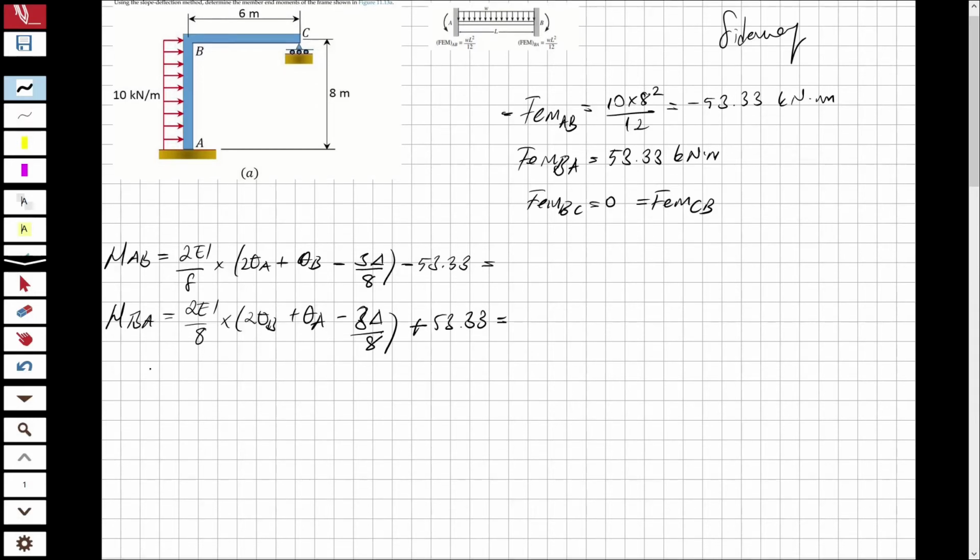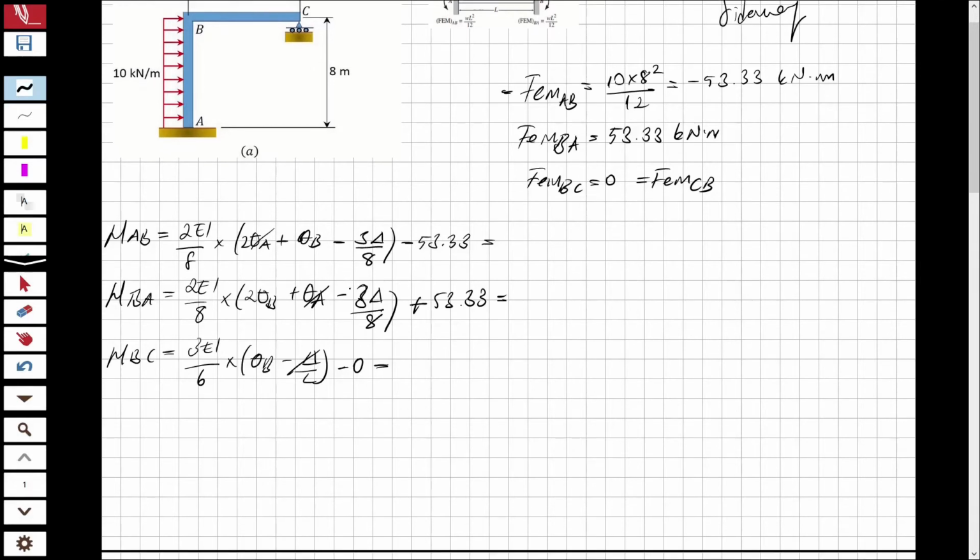And for moment BC, I'm going to use the modified formula. So 3EI over 6 times theta B, not 2 theta B, just theta B, and minus delta over L, and of course minus the fixed moment, 0. So in this question, I don't need to calculate theta A and delta for BC. I'm just going to calculate theta B and delta for BA and AB.